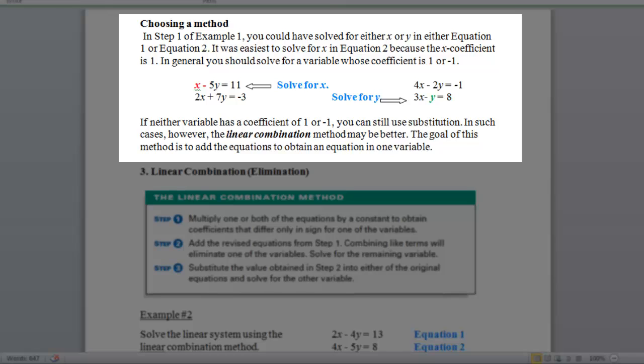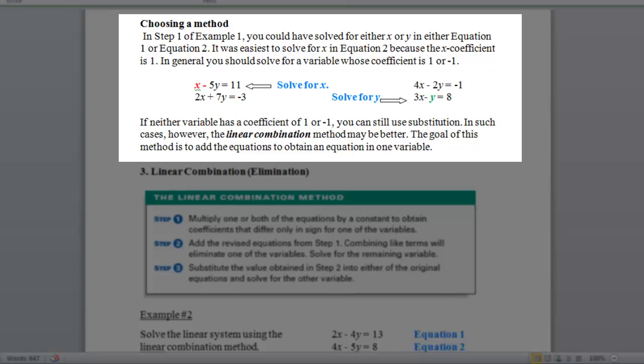And so you can see that in the first example we had an x that had a coefficient of 1. In the second example we had a y that had a coefficient of -1. And so both of these were easily used for substitution. Now, if we get an example that actually does not have a coefficient of 1 or -1, then we're going to want to move on to the linear combination method.